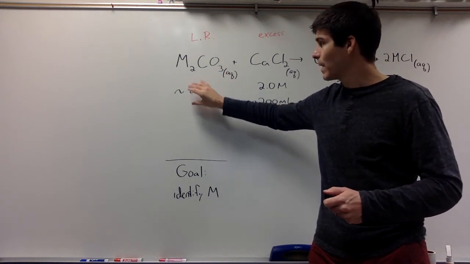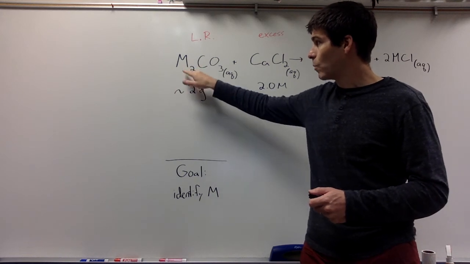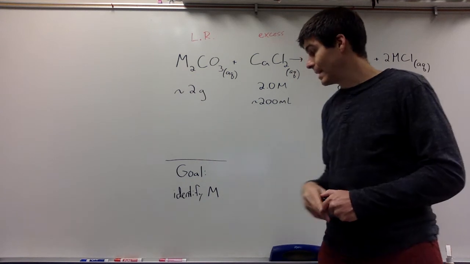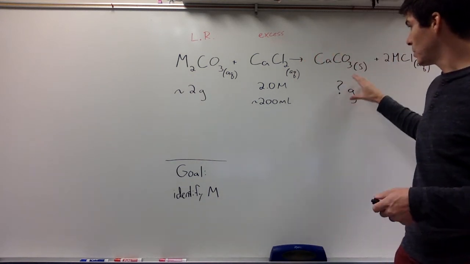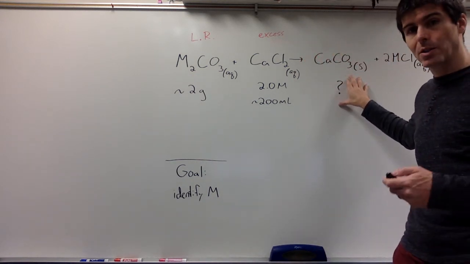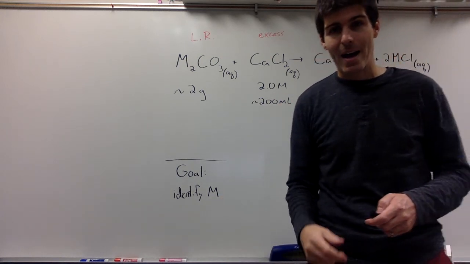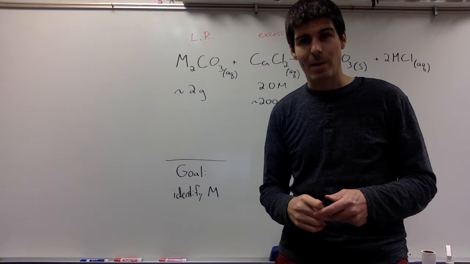Not going to tell you what. And then you can use this to figure out what exactly is the identity of this group 1 metal. What element is it? So your goal is to use some stoichiometry. You've got your product, use some stoichiometry to analyze it and identify what elements you have in your unknown metal carbonate. Good luck.